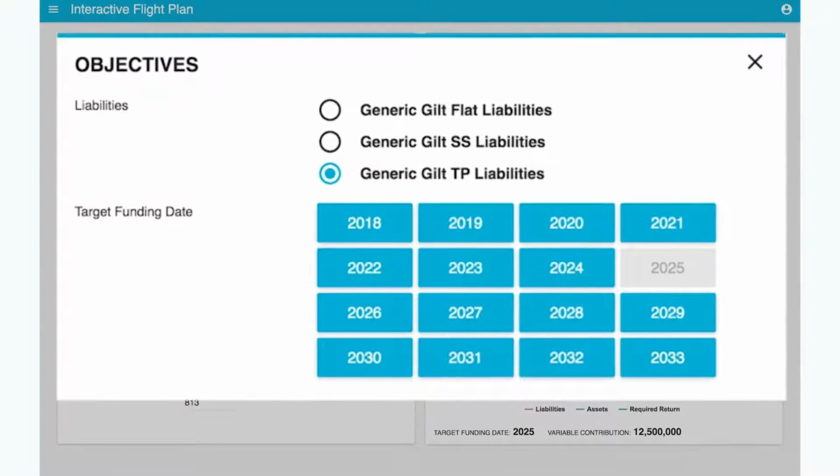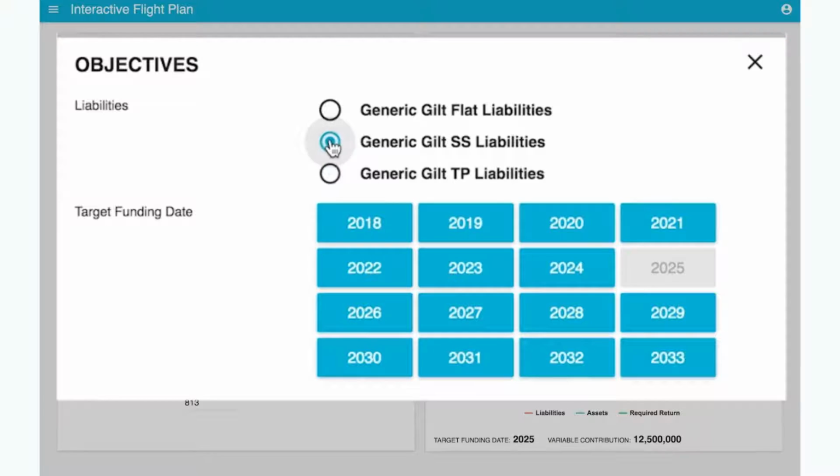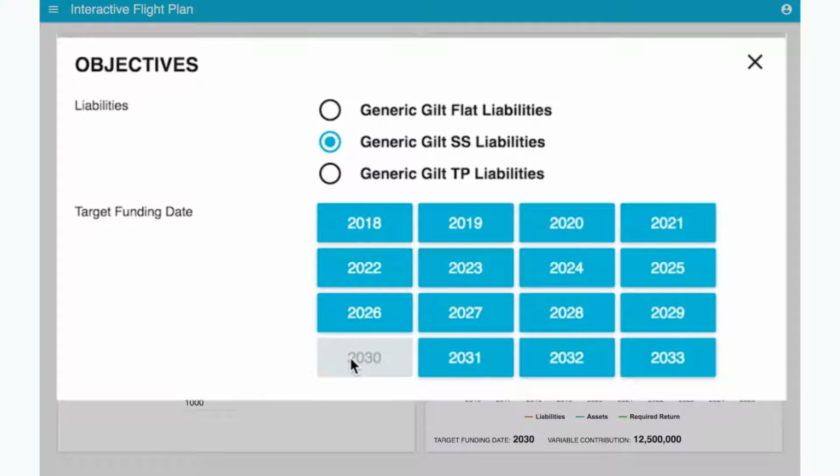The first thing that we would do is to set up the objectives. And our first decision here is what basis to view the liabilities on. Here I'm going to choose a self-sufficiency basis. The second choice is to select a target full funding date. Here I'm going to choose 2030.